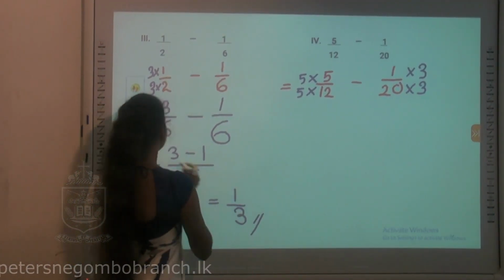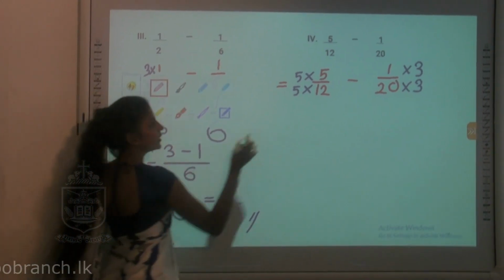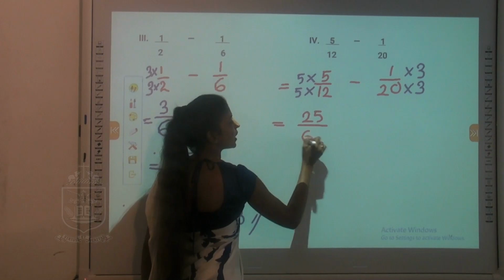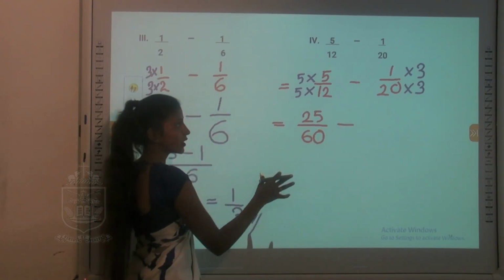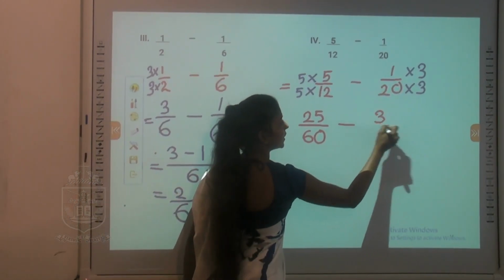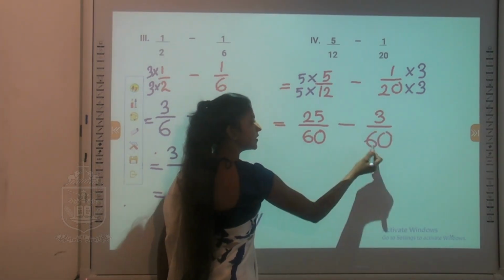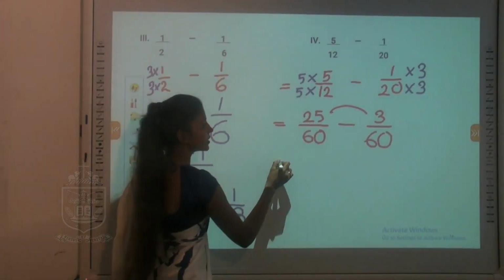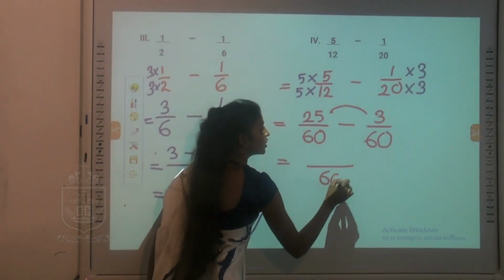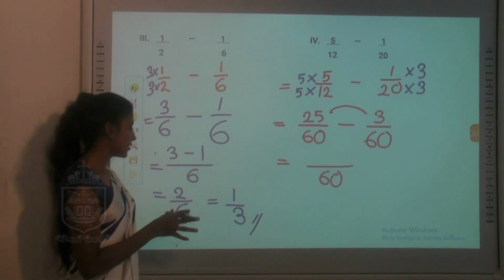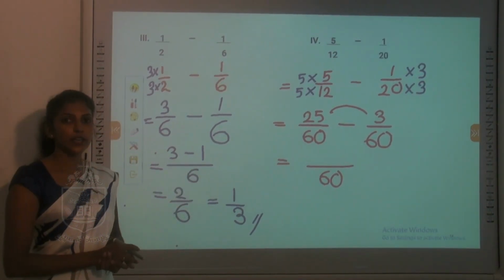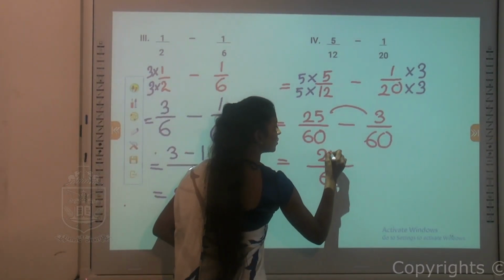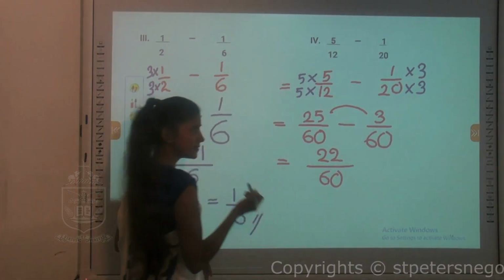So what's the answer obtained? Right, here the answer obtained is 5 times 5 is 25, 12 times 5 is 60, minus, 1 times 3 is 3, and here 60. Now you can all see the denominators are the same, therefore you can subtract the numerators. I'm going to subtract directly without writing this step. 25 minus 3, what's the answer? 22.